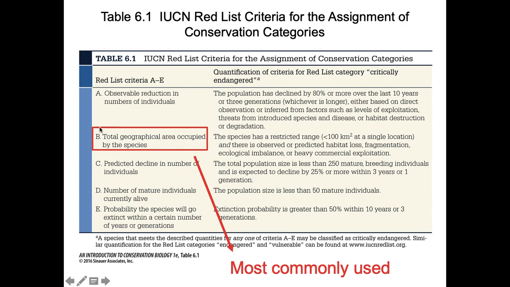The easiest one to do is to measure the geographic area occupied by the species. And so this is the one that's most commonly used. If the species' range is less than 100 kilometers squared, that's the most frequent way they get to be classified as critically endangered.